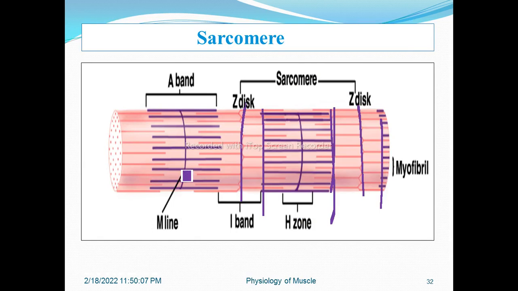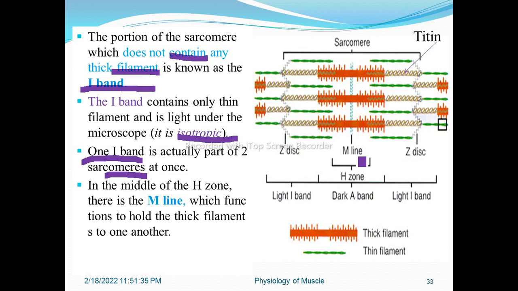Because this is thin filament, this is one sarcomere and this one is another sarcomere. So this one I band is part of two sarcomeres at once. In the middle of H zone there is M line. M line functions to hold the thick filaments to one another. So this is M line, connecting one thick filament to the other thick filament.